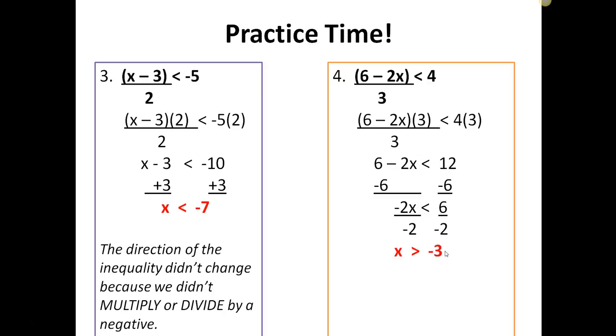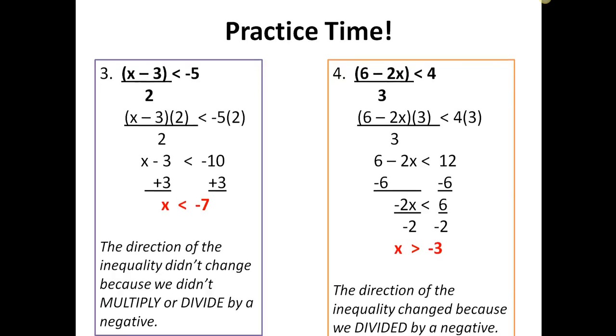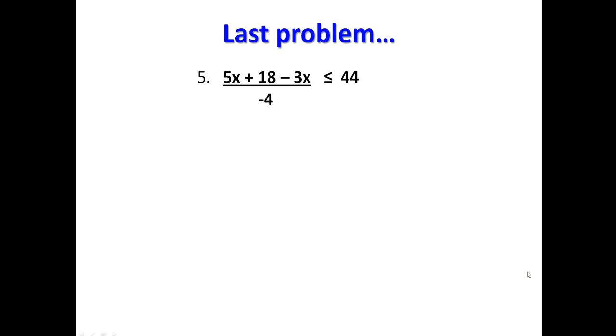And did you switch the direction of the inequality? Now, why would you switch the direction of the inequality? Come on. Any reason why? Because we divided by a negative. That's why we switch the direction of the inequality. Anytime you divide by a negative, you've got to switch the direction. Or if you multiply. Okay, well, these problems weren't that hard. What about this one?